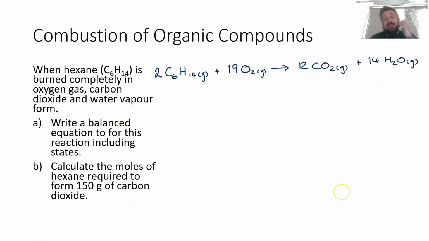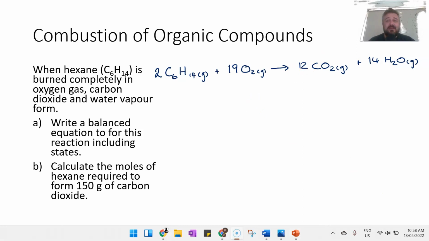All right. Now, as I said, because chemistry teachers are both the best and worst, there is zero chance we were ever going to let you get away with having just a 1-part question. So, in fact, I think this is a 3-part question. So, calculate the moles of hexane required to form 150 grams of carbon dioxide. So, if we were measuring this by mass, yeah.